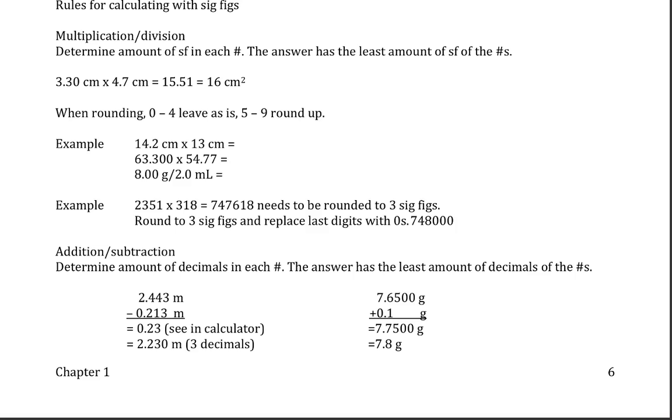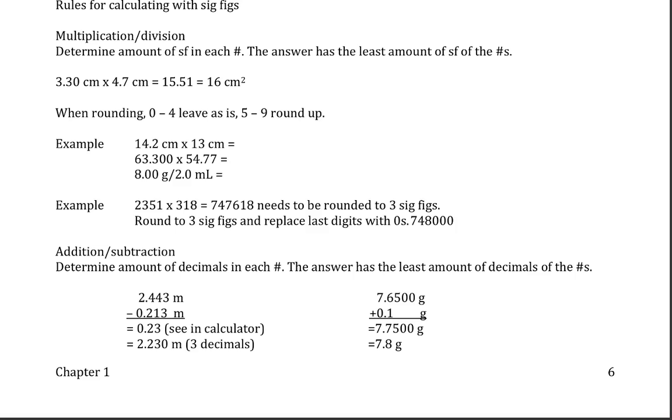Notice when we multiply numbers, we also multiply units. Centimeter times centimeter gives us centimeters squared. Okay, so when rounding 0 to 4, we leave as is. 5 to 9, we round up as we did in that example. So here's some examples for you to come back to later and check your answers.